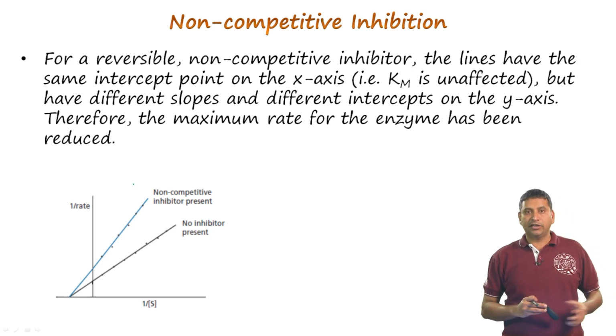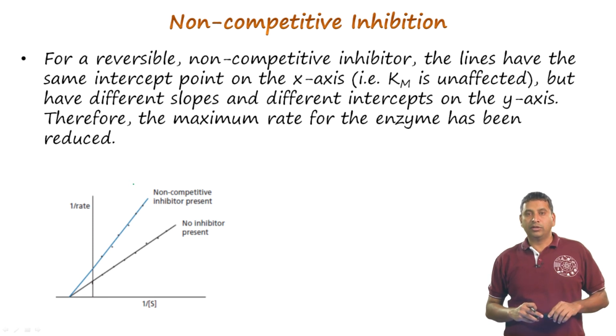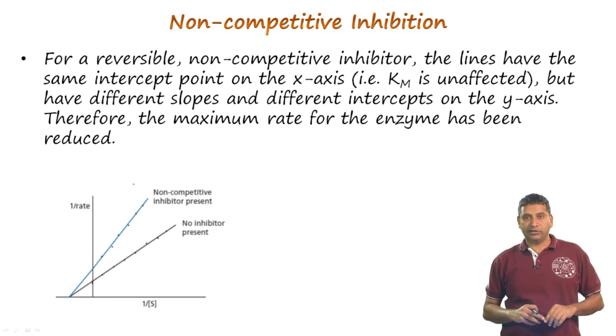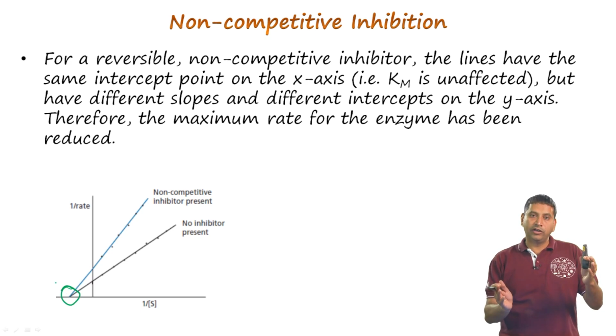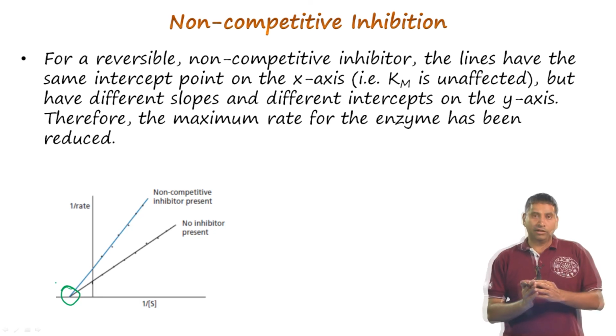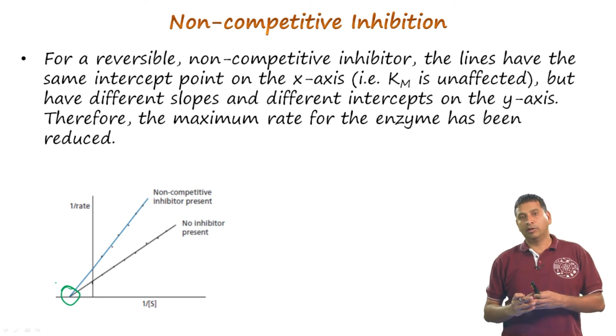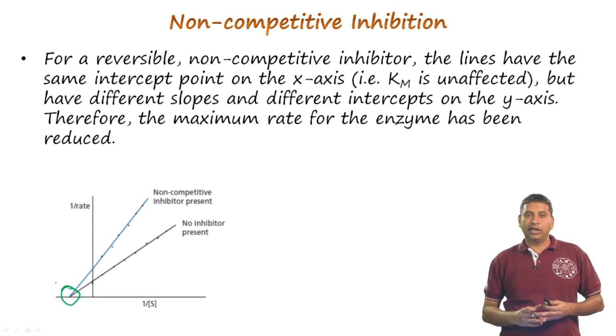Now, let us look at the last case, which is a non-competitive inhibition. So, for a reversible non-competitive inhibitor, the lines have the same intercept on the x axis, that is the Michaelis-Menten constant remains unaffected, but they have a different slope and different intercept. The intercept is different because the rate is going to change, the enzyme is going to be inhibited in a non-competitive manner. So, therefore, if this Lineweaver-Burk plot shows a situation like this, where you have the same Km, but slopes which are different, then one could infer that non-competitive inhibition is actually happening.